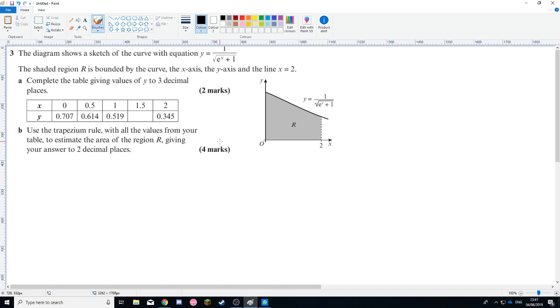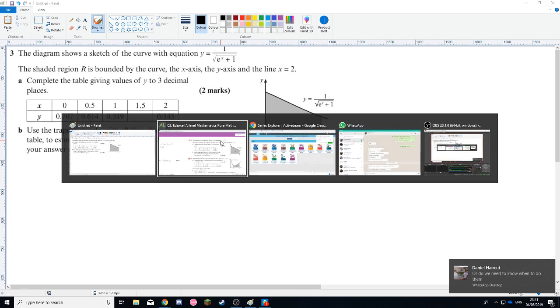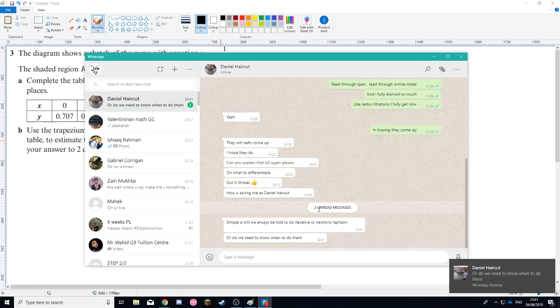Okay, so I don't know if you want me to go through how to answer the question or the concept of trapezium rule. Simple question: would we always be told to do iterative, or what do we need to know? Most of the time, they'll tell you to do one or the other.